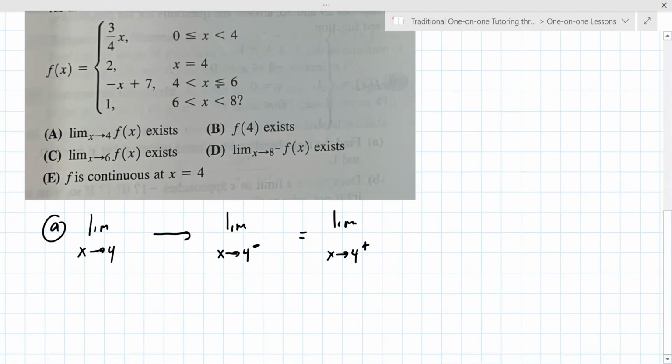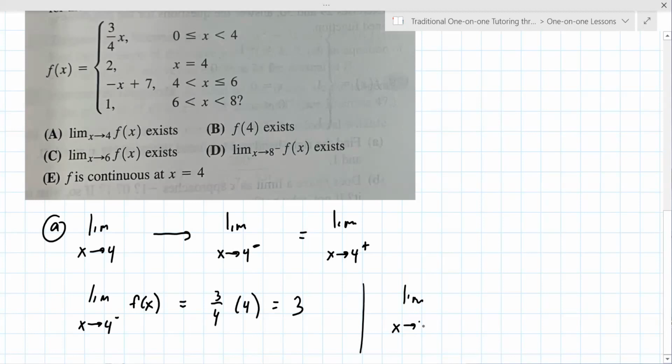The limit as x approaches 4 from the left, f of x is equal to 3/4 times 4. You're taking this one up here and putting 4 in. That's 3. Then we check the limit as x approaches 4 from the right, f of x, which is minus x plus 7, so it's minus 4 plus 7. That also equals 3. Since these are the same, we can say that's true.